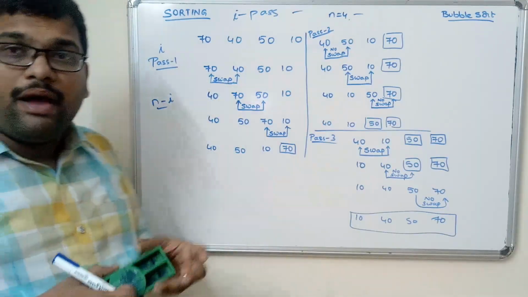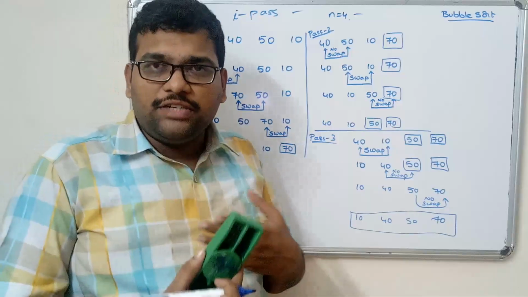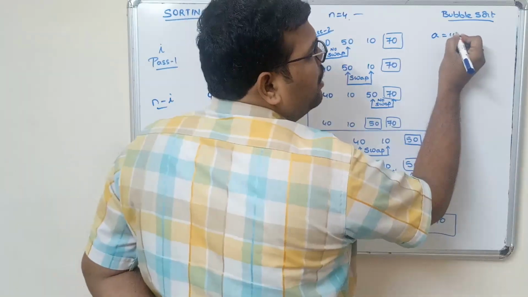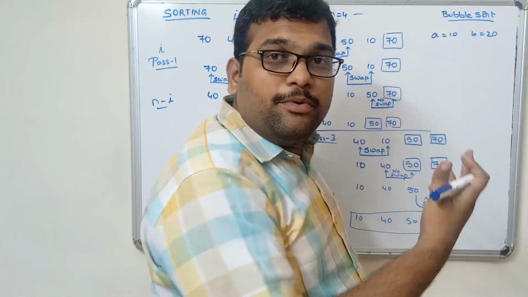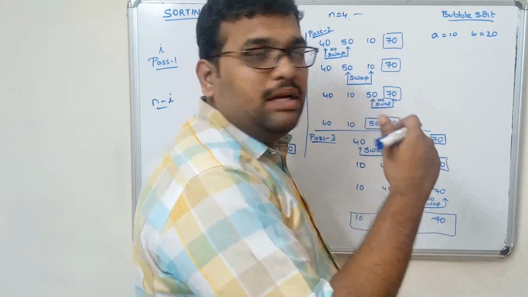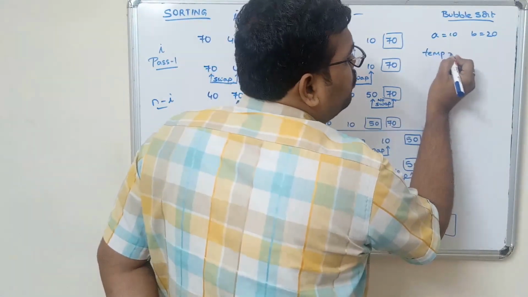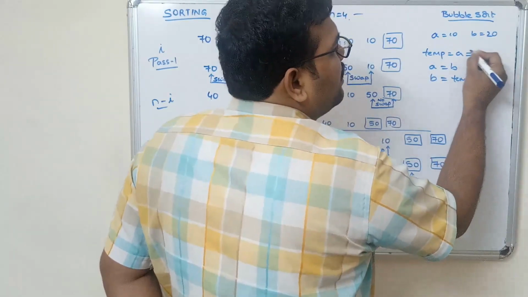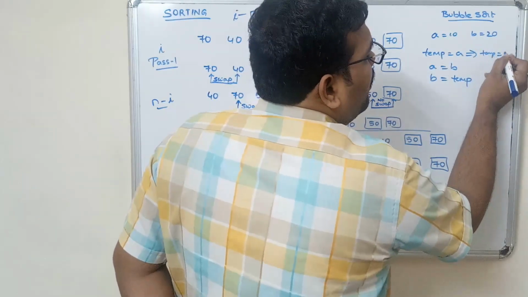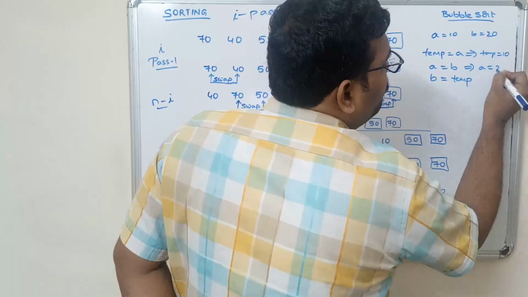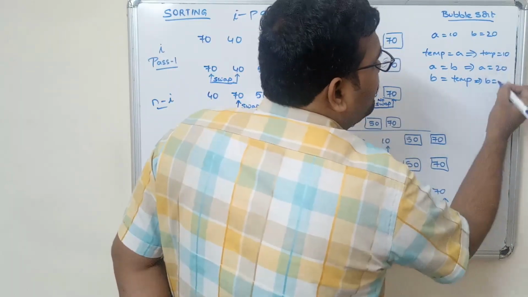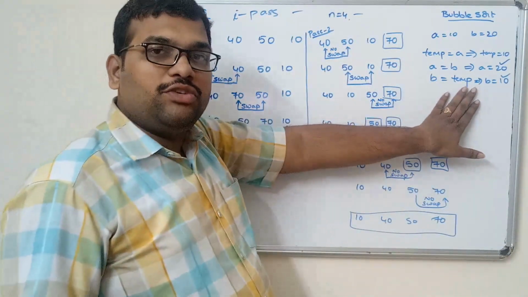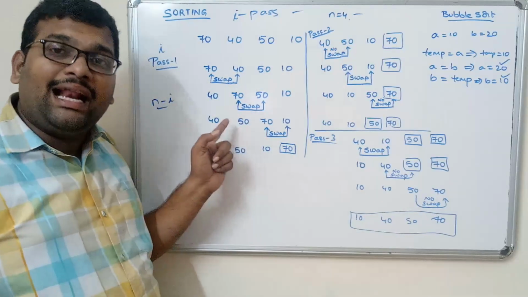As we know, the logic for swapping is that we can use a temporary variable, a third variable. If a is equal to 10 and b is equal to 20, applying the swapping procedure using the third variable, we write temp is equal to a, a is equal to b, b is equal to temp. So here temp is equal to 10, a is equal to 20, b is equal to 10. So after swapping, a is equal to 20, b is equal to 10. This is a simple logic we have to perform in each and every inner iteration.